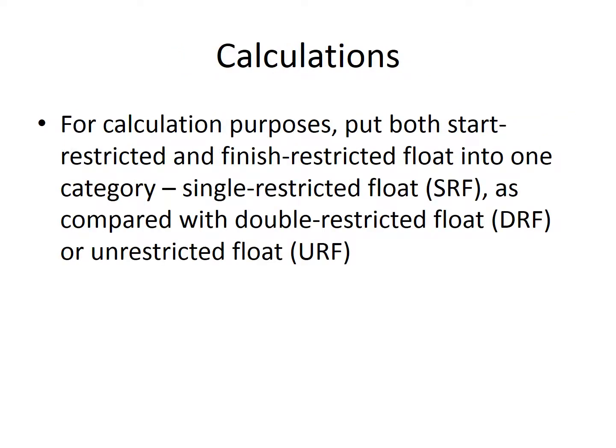So for calculation purposes, the first thing you have to be able to do for a precedence network is to do a forward and backward pass, same as critical path. If I start asking you questions on what type of float restriction, there are separate calculations for that. For calculation purposes, we put both start restricted and finish restricted float into one category. It's called single restricted float.